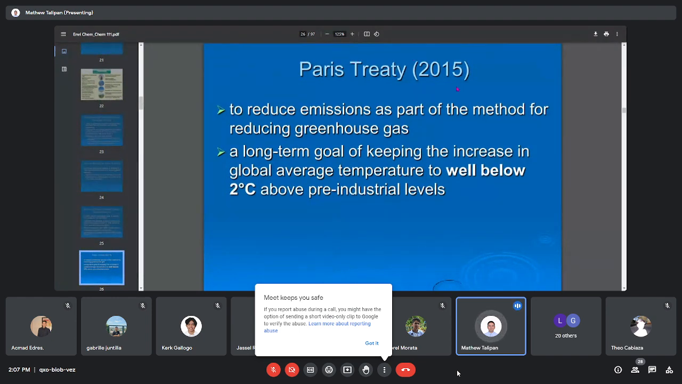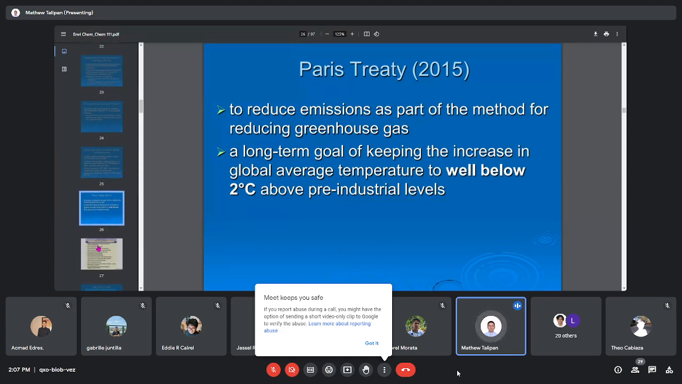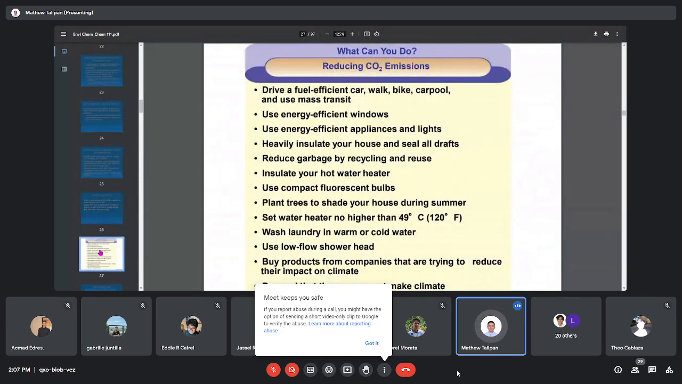So again, this is a long-term goal to decrease carbon dioxide emissions and, of course, to keep the global average temperature well below 2 degrees above the pre-industrial level. If you talk about pre-industrialization, this is the time when few machines had already been invented, but after this came the industrial revolution.